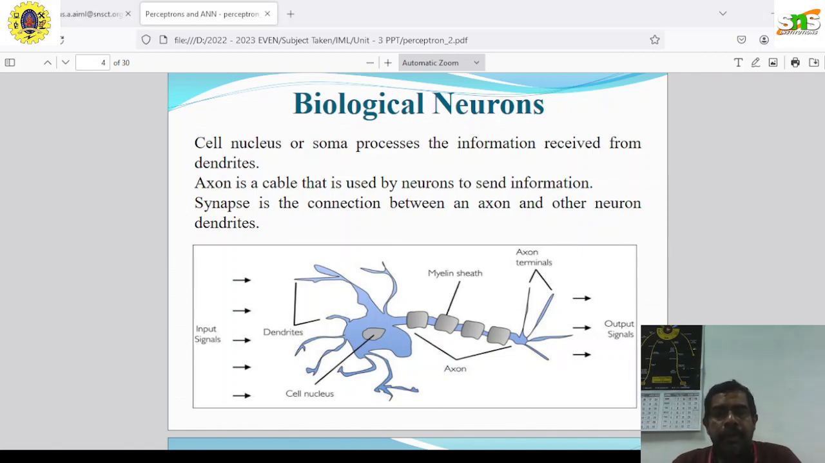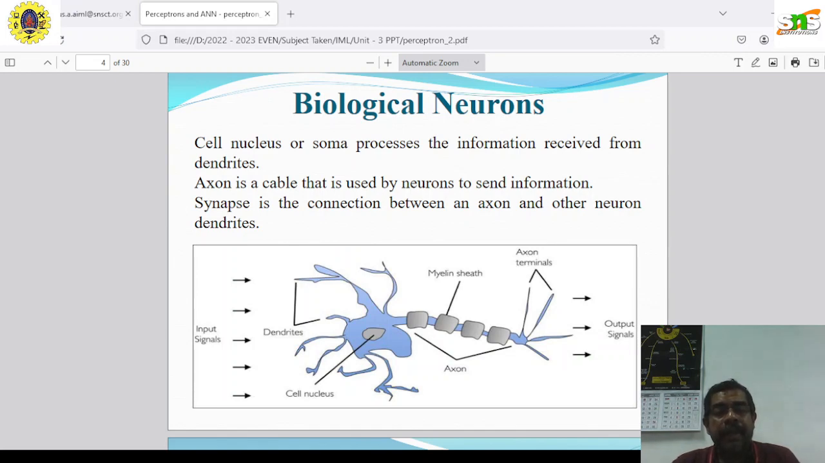In continuation of the previous lecture, we are now going to see what biological neurons are. The cell nucleus, or soma, processes the information received from the dendrites. We know how the neurons are located in the brain. Every component seems to be a protein component, and in these protein components we have several architectural parameters. In the figure itself you can see how one biological neuron works.